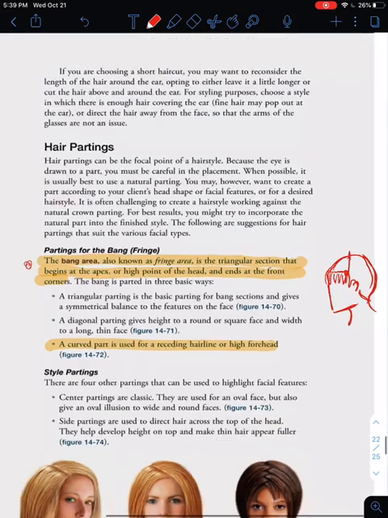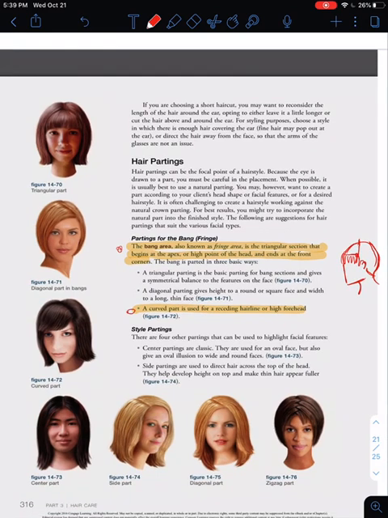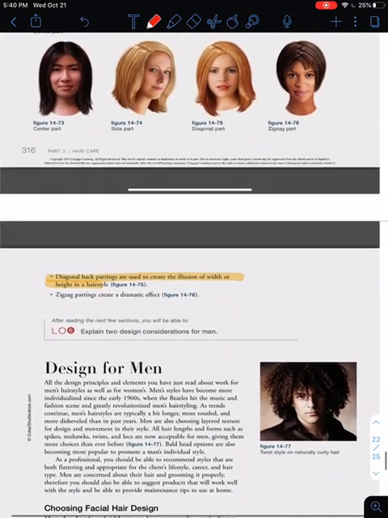Okay? On these bullet points, let's highlight this last one. It says the curved part is used for receding hairline or high forehead. Let's see. There is a good example of it right here. Curved part right there. So it's a nice curve rather than a sharp V for the bangs. Let's move on to the next page.